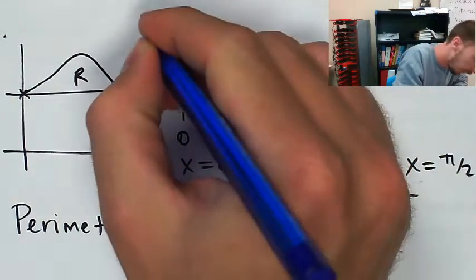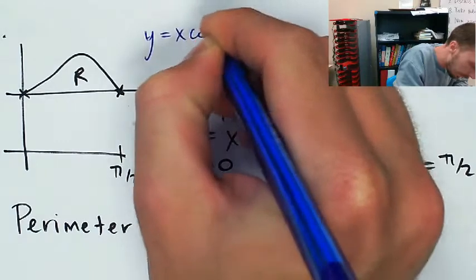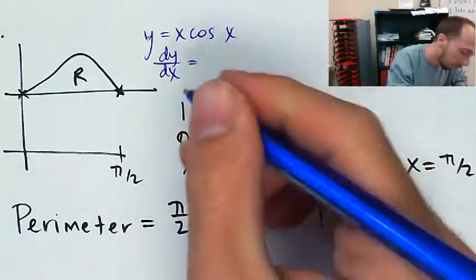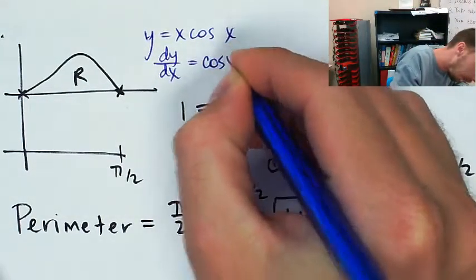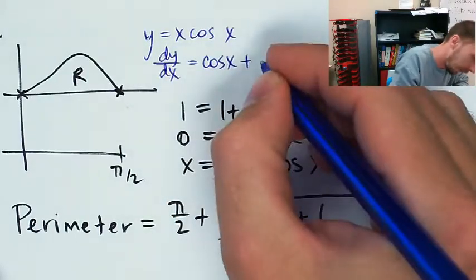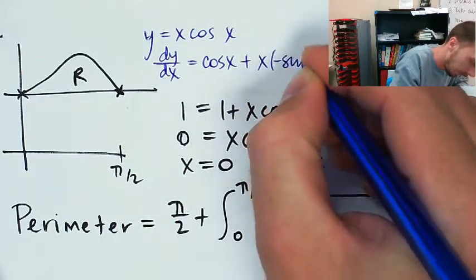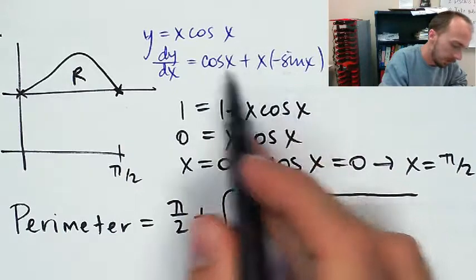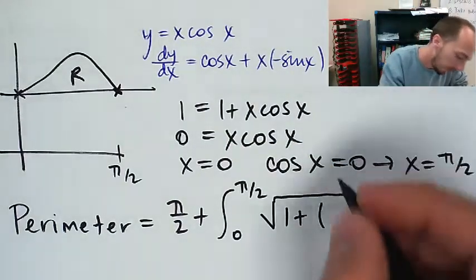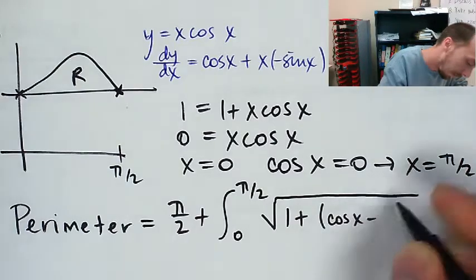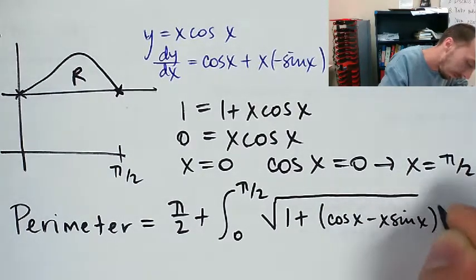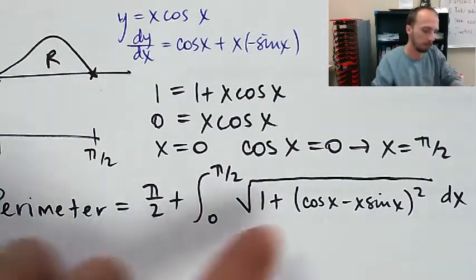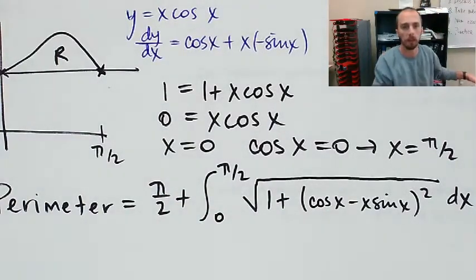If y equals x cosine x, then dy dx is going to need the product rule. Take the derivative of x, that's the easy one, and leave cosine x the same. Then leave x the same and take the derivative of cosine, which is negative sine. So that's dy dx, and I need to square it. I'm going to have cosine x minus x sine x, squared, inside the square root, integrated with respect to x, and that's a job for the calculator. You have no chance of being able to antidifferentiate that by hand.